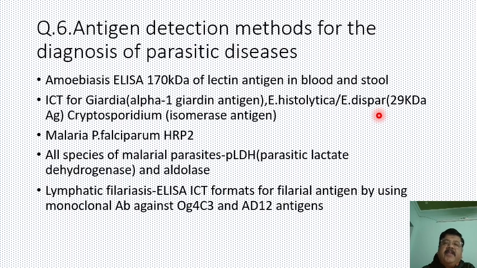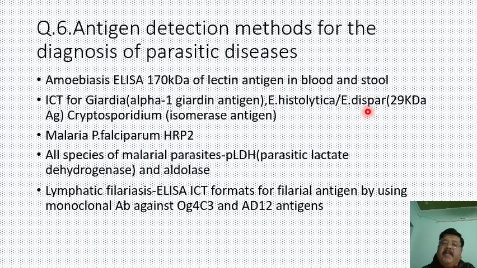Now, antigen detection methods for the diagnosis of parasitic diseases. This is a little bit challenging to remember because over a period of time the antigen detection methods have developed. Previously only direct microscopic examination was followed. So now, for example, amoebiasis ELISA, in which 170 kDa lectin antigen in blood and stool is detected. Then immunochromatography for Giardia, alpha 1 giardin antigen is being detected.